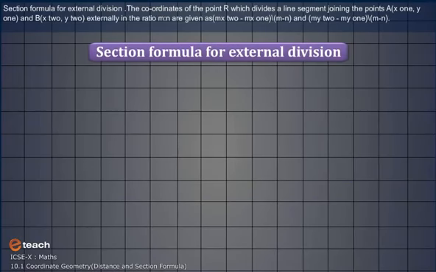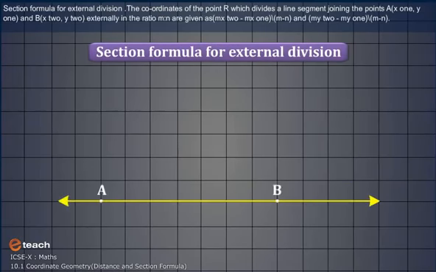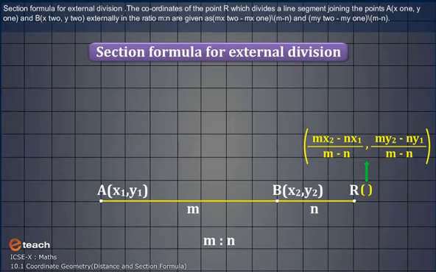Section formula for external division. The coordinates of the point R, which divides a line segment joining the points A, x1, y1 and B, x2, y2 externally in the ratio m is to n, are given as R is equal to mx2 minus nx1 divided by m minus n, comma, my2 minus ny1 divided by m minus n.